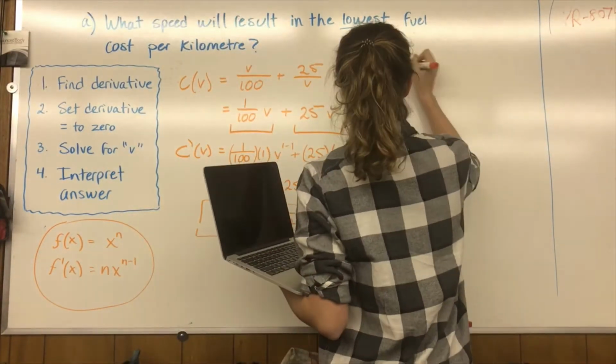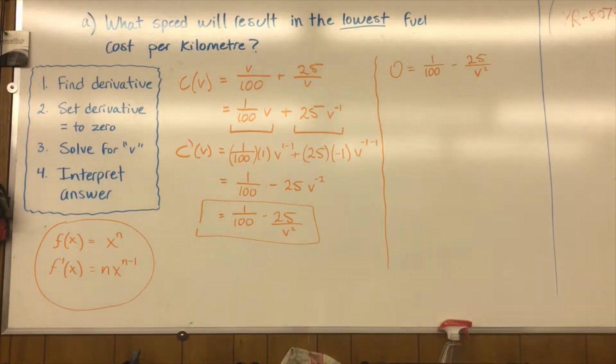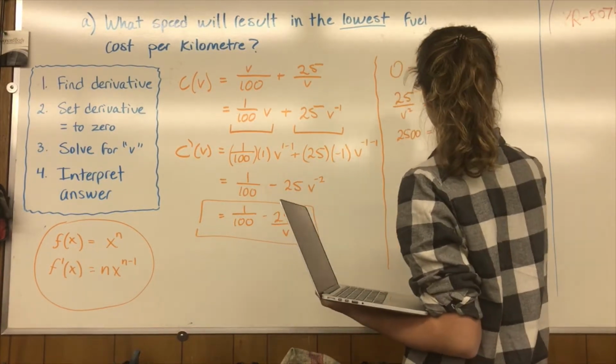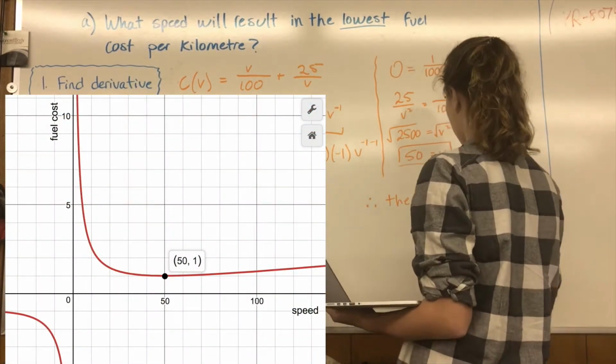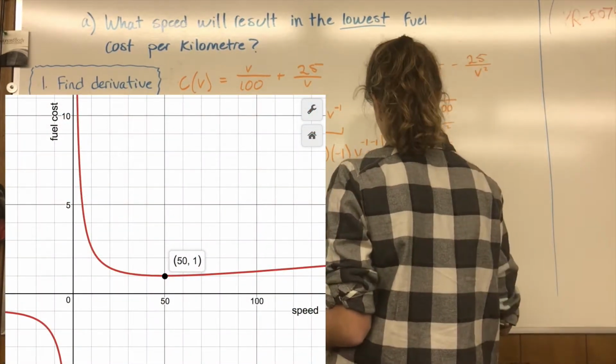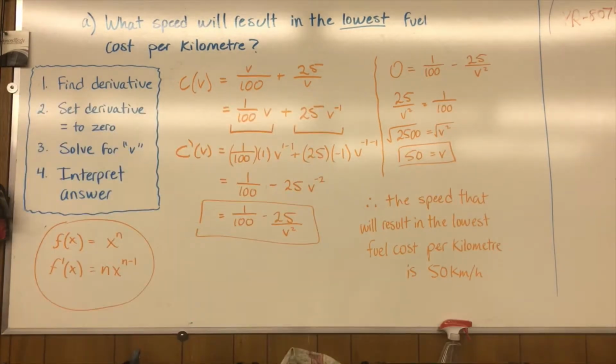Now on to step 2. We must set the derivative equal to 0. This crucial step will give us the value of v at the turning point of the function, where the slope is equal to 0 and the cost is at its lowest. After solving for v, we get an answer of 50, which coincides perfectly with the graph. Therefore, the speed that will result in the lowest fuel cost per kilometer is 50 kilometers per hour.